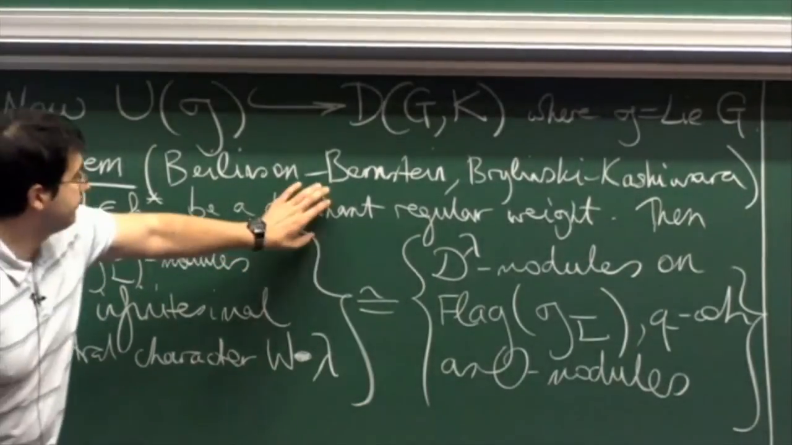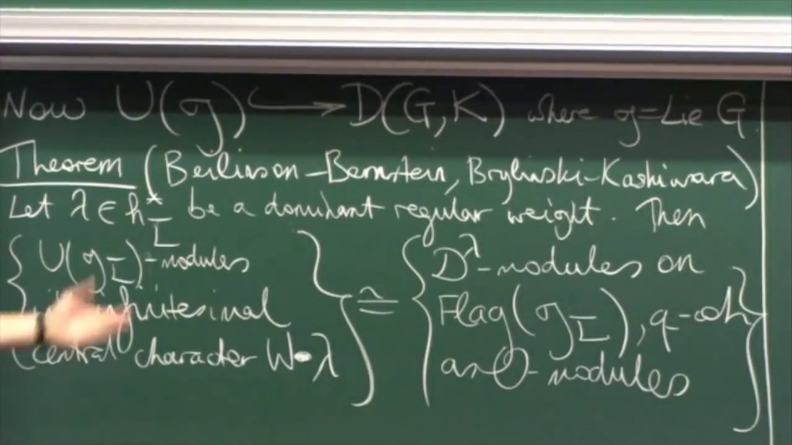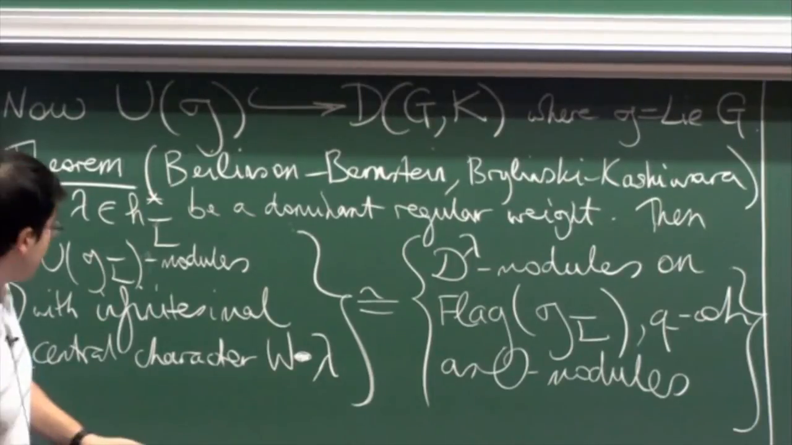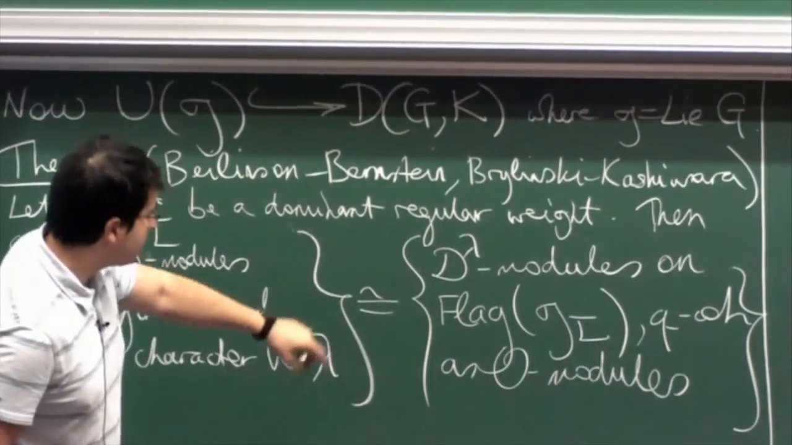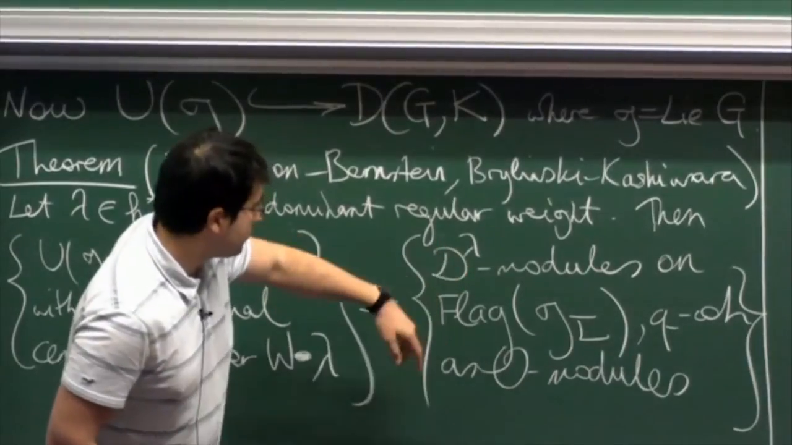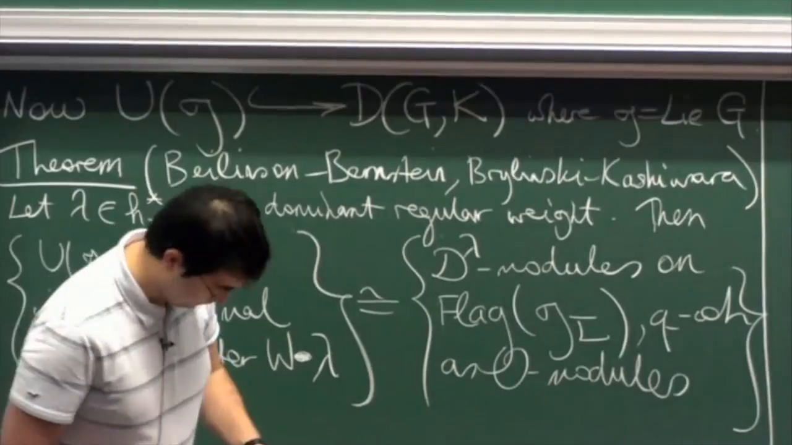Over C, of course, it's geometric, but here I'm just making the minimal conditions needed to make the proof go through. Representations of a semisimple Lie algebra with a fixed action of a center, assuming it's nice enough, are equivalent to twisted D-modules on the flag variety, which are quasi-coherent D-modules.